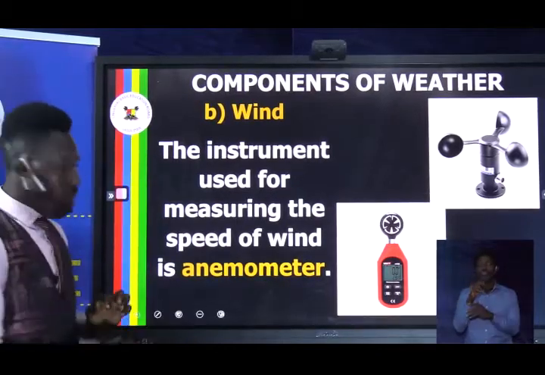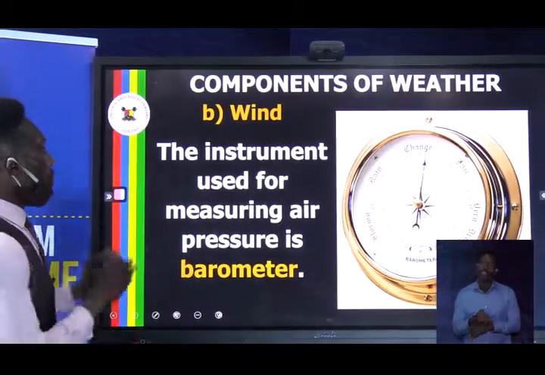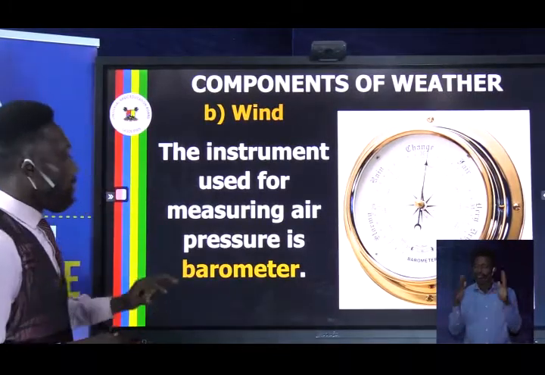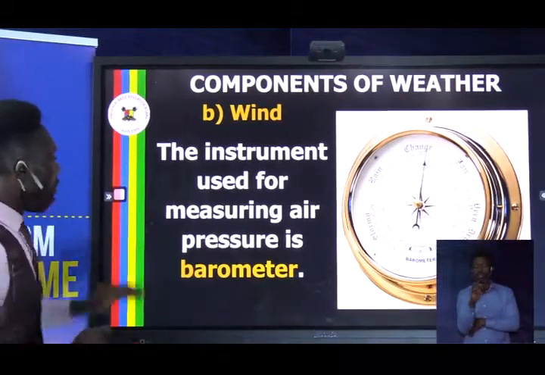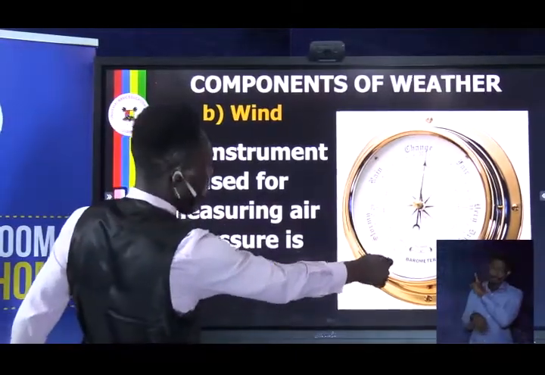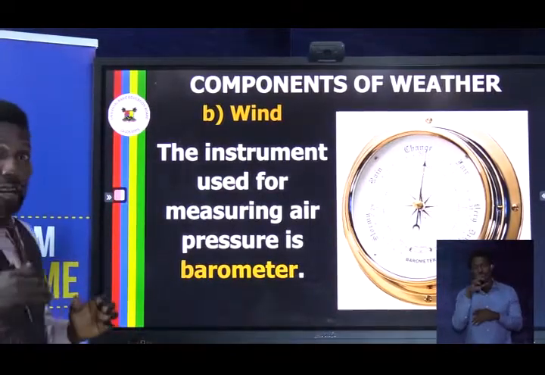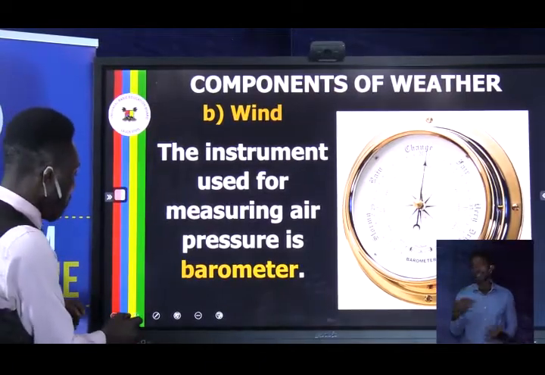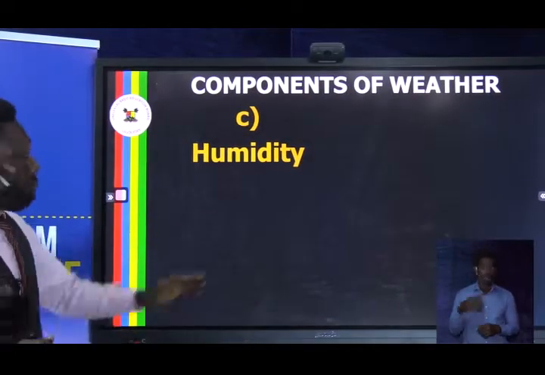Don't forget the first one, the instrument used for measuring the direction of wind, that's wind vane. The speed of wind, anemometer. And the next one is the instrument used for measuring air pressure, barometer. Everybody say that. Barometer. And this is the diagram of a barometer here. It's used for measuring air pressure. We have talked about three now: the direction of wind, wind vane; the speed of wind, anemometer; and air pressure, barometer.